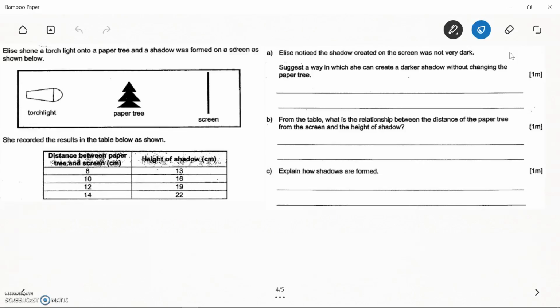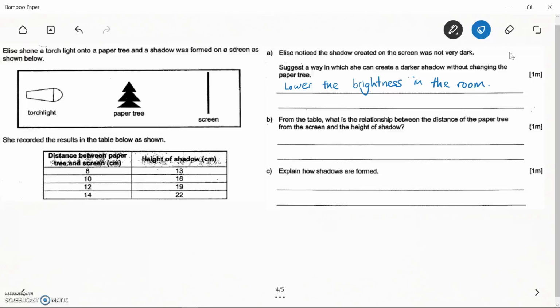Now in order to produce a very dark shadow, you can lower the brightness of the room. So I'm just going to put here, lower the brightness in the room. If the room is less bright, then your shadow will be darker.